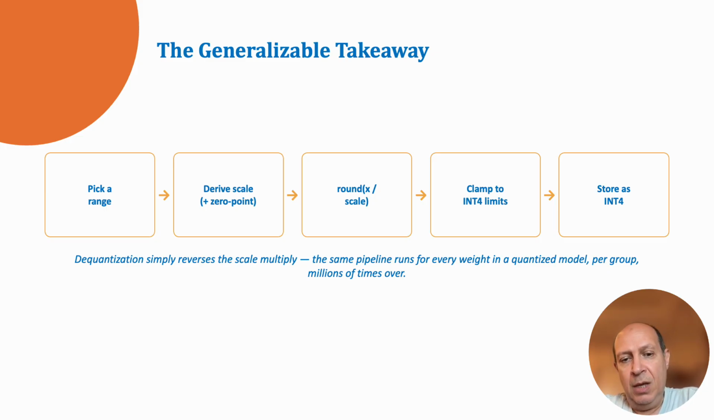or not. Then we take the original real number we're trying to quantize, we divide it by the scale we just calculated, and then we round it to the nearest integer. And then we decide whether there is a need to clamp it if it falls outside the range or within the range. And then we store it as int4, the proper quantization level.